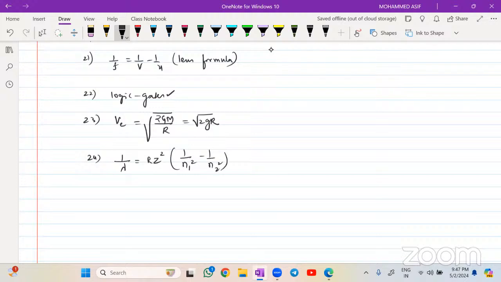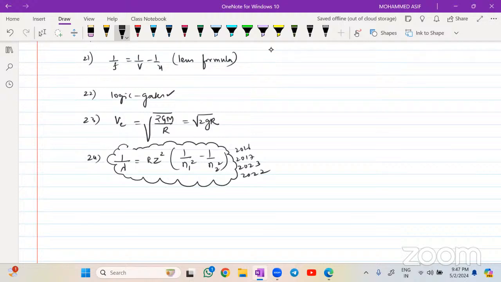अब इसके ऊपर तो पूछो नहीं कितने बार क्वेश्चन पूछा गया था. 2016 में क्वेश्चन है, 2017 में क्वेश्चन है, 2023 में क्वेश्चन है, 2022 में क्वेश्चन है. Regularly one of the famous areas where the formula is compulsory; there will be one problem based on this one. So don't miss this one.